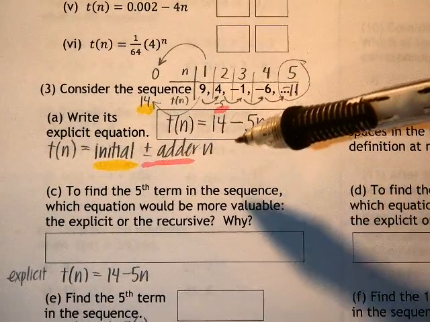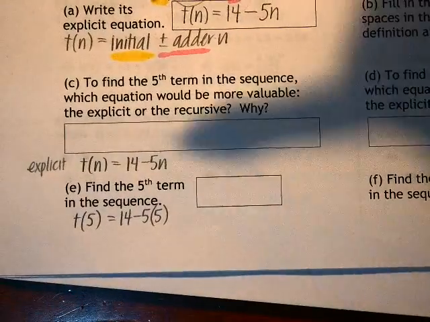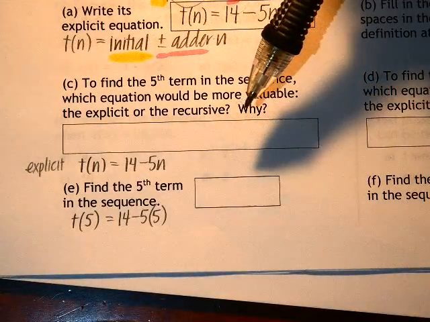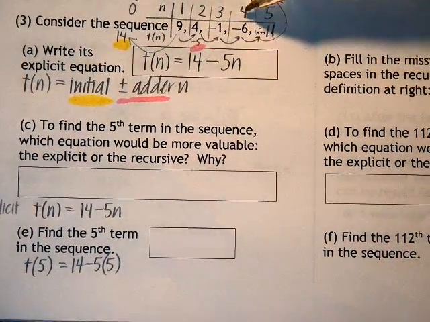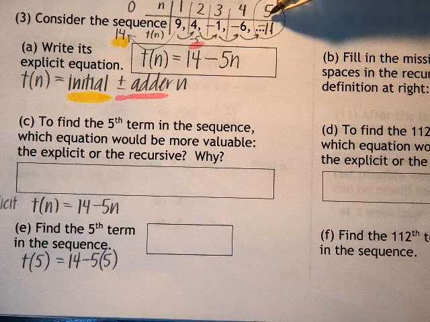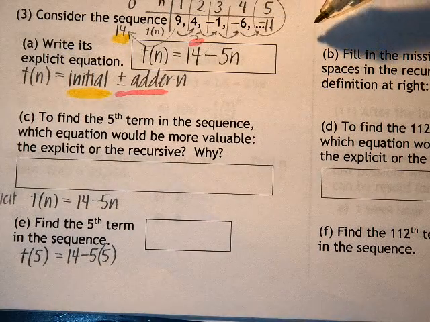So it might seem strange, like the recursive equation doesn't involve any work, but sometimes that's the beauty of a recursive equation: you don't actually have to do any work if you know some of the terms nearby. Like if you know the fourth term, the fifth term's easy. If you know the fifth term, the sixth term's easy. If you know the sixth term, the seventh term is easy.